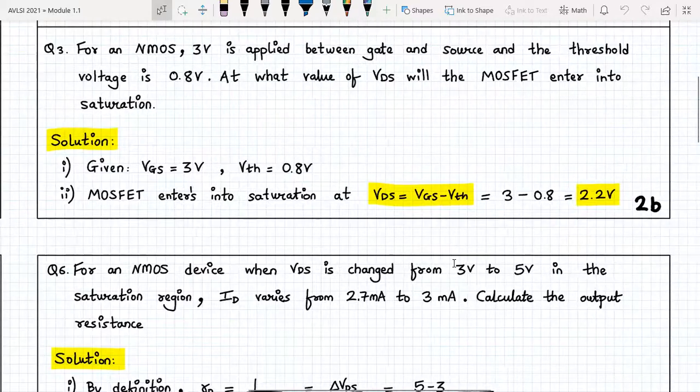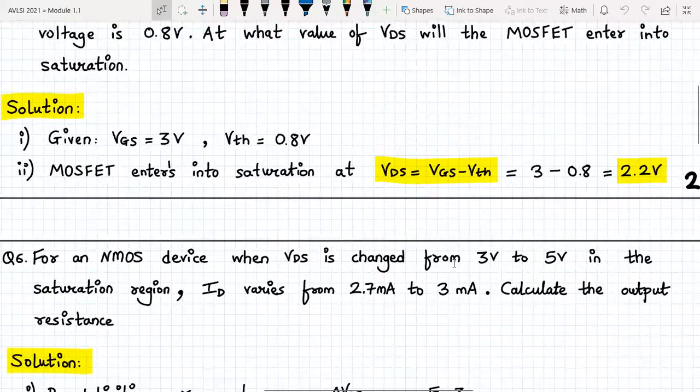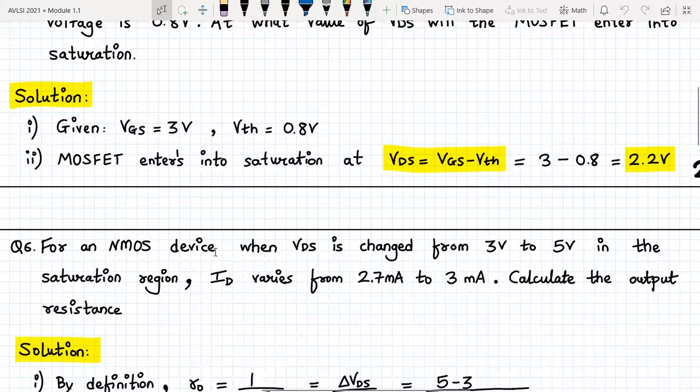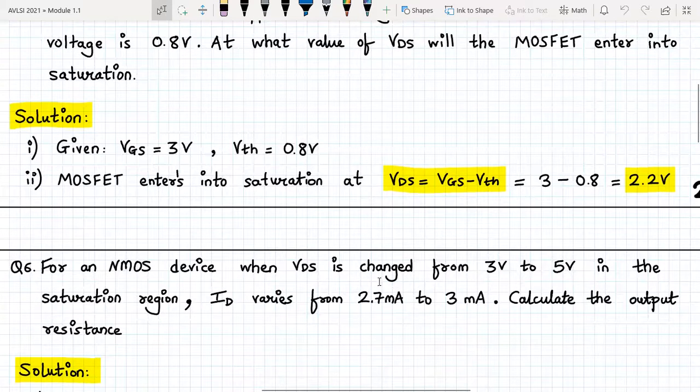Okay, so this is question number 6. Just concentrate. For an NMOS device, when VDS is changed from 3 volt to 5 volt in the saturation region, ID varies from 2.7 milliamperes to 3 milliamperes. Calculate the output resistance. Now, which formula will you use? Will you use RO is equal to 1 upon lambda ID? No, the value of lambda is not given, but the value of ID is given, but it is varied over a range. So let's come back to the basic definition of RO.